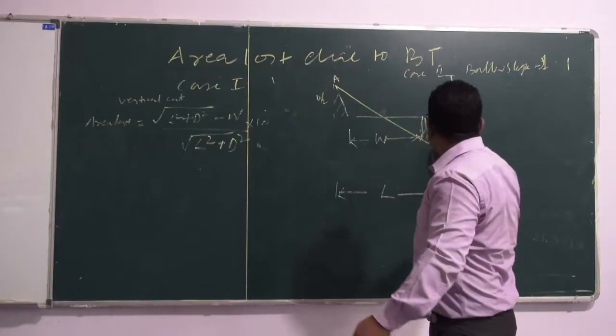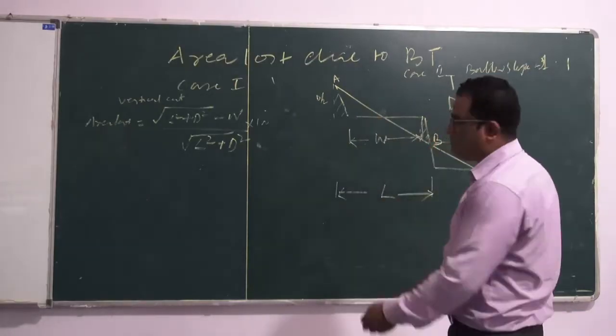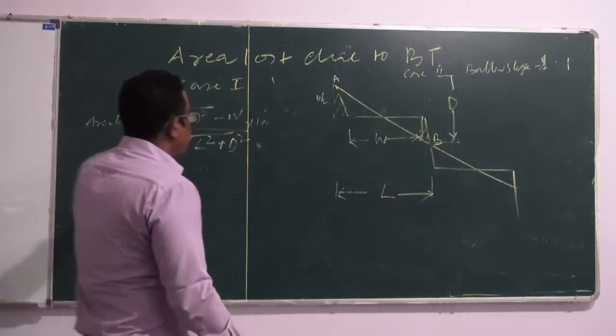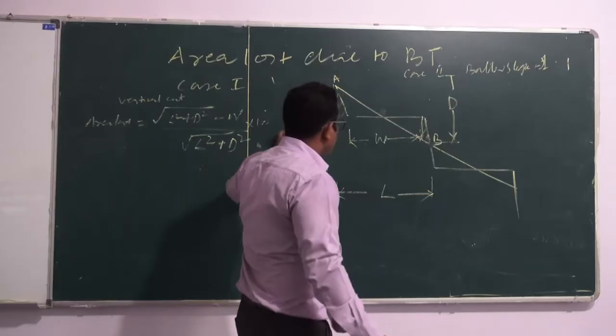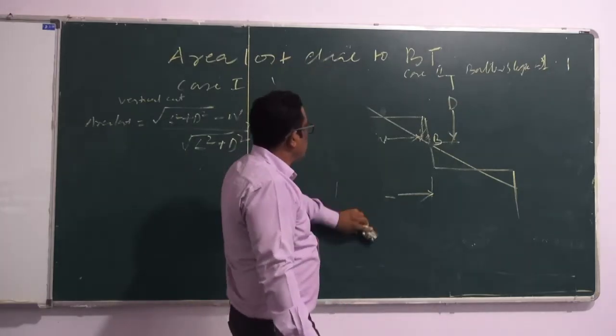This is your original sloping land AB. I hope this diagram is clear to you.